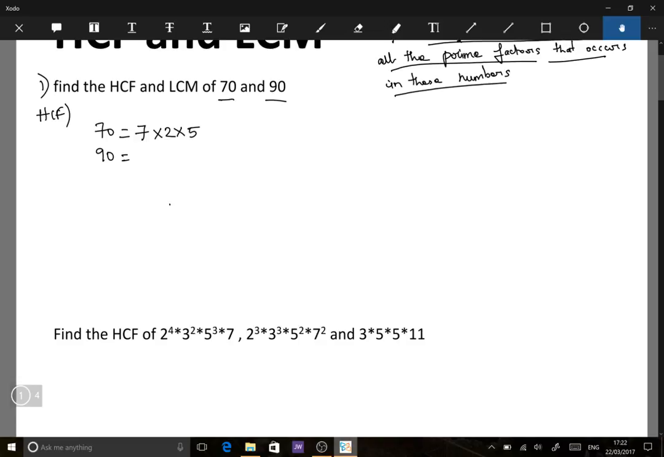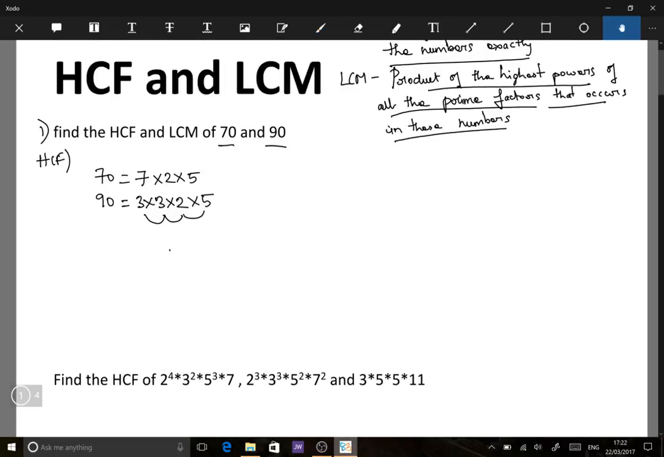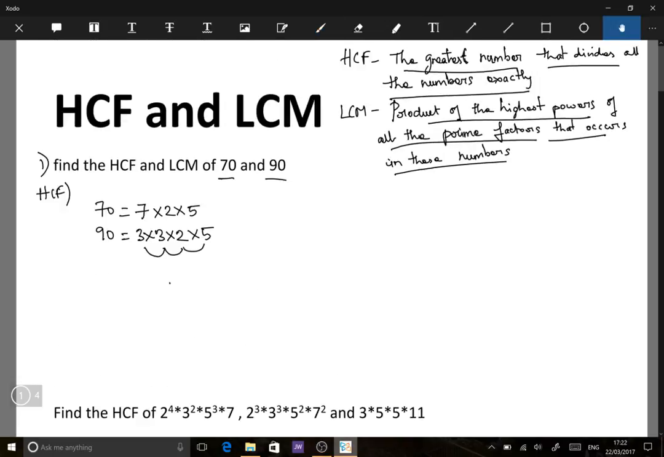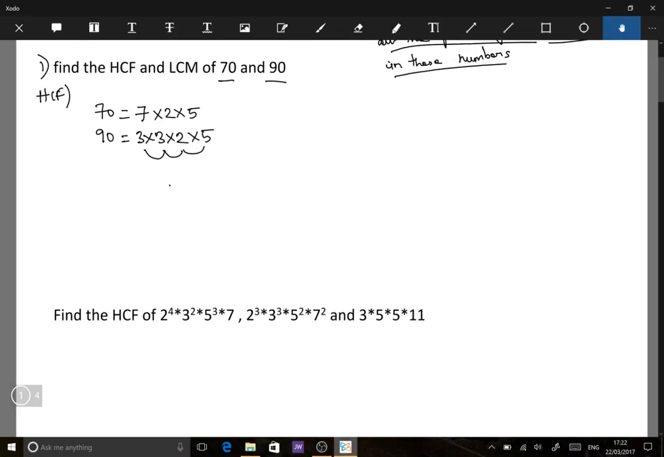Now similarly for 90, we can write it as 3 into 3 into 2 into 5. See, 5 into 2, 10, 10 into 3, 30, 30 into 3, 90. Now, see the definition of HCF: the greatest number that divides all the numbers exactly. So there is a common greatest number which divides the given two numbers exactly.